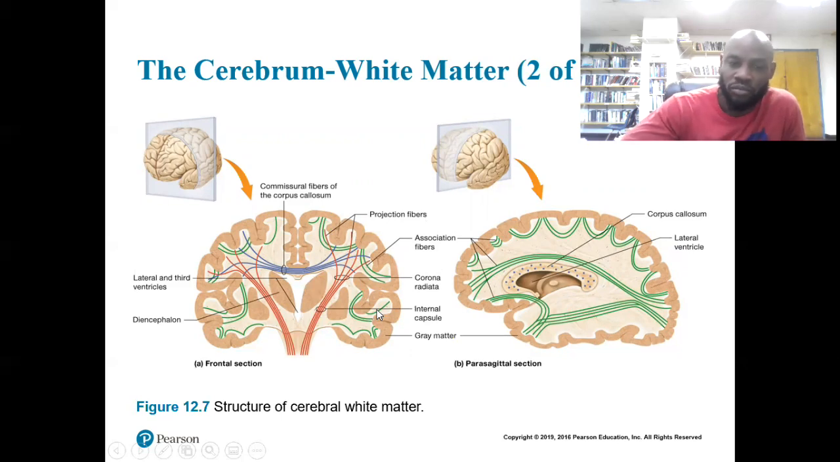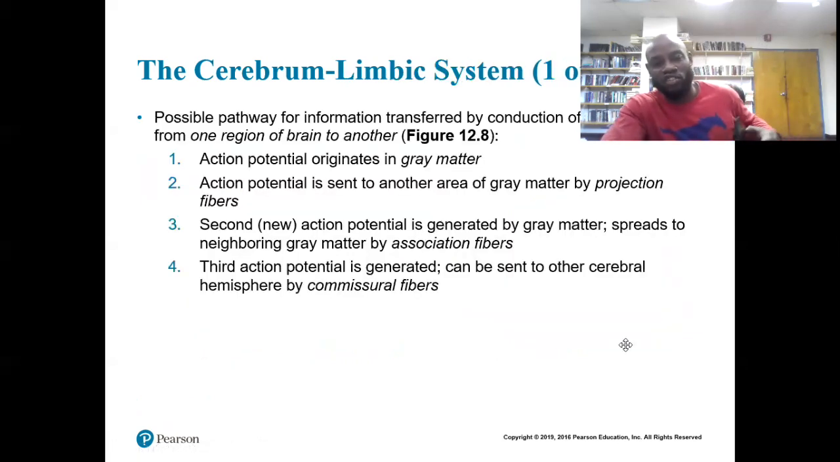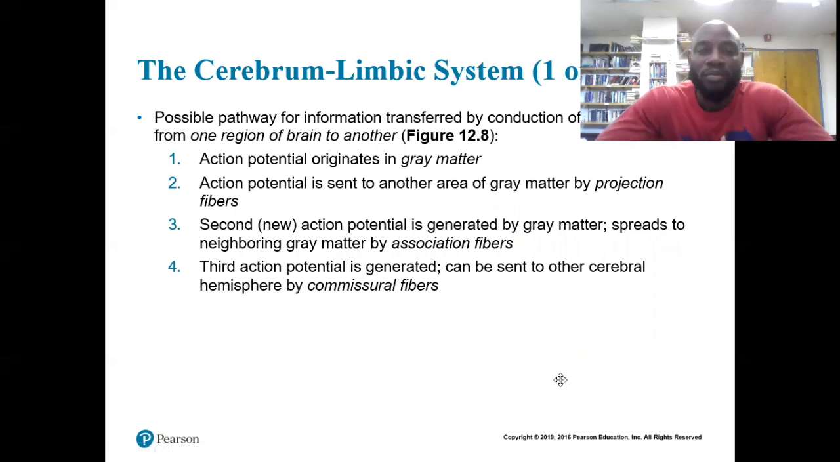Okay. So there's a lot of connection. That's the idea. Commissural fibers connect right and left hemispheres. Projection fibers connect one hemisphere to other parts of the brain. And then association fibers connect the same side of the brain. So that brings us to what we call the cerebrum limbic system. A possible pathway for information is transferred by conduction of an action potential from one region of the brain to another.